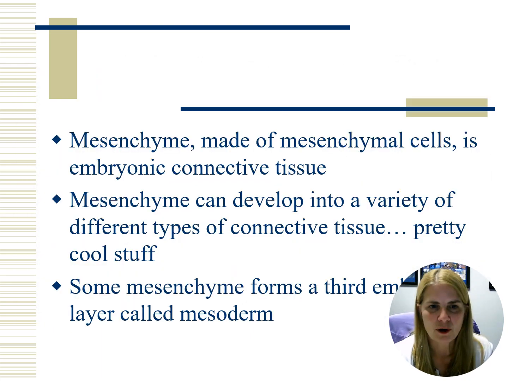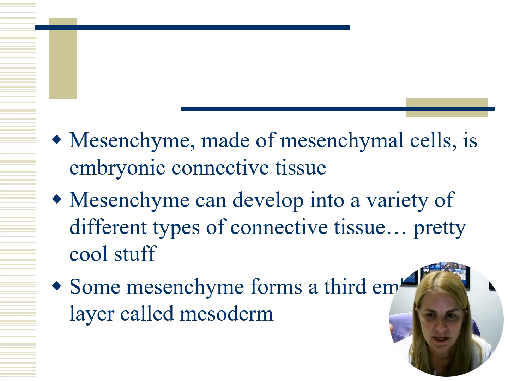A little bit more about mesenchyme. Mesenchyme is made of mesenchymal cells, which is embryonic connective tissue. It can develop into lots of connective tissue and lots of different things. Some mesenchyme, when mixed with neural crest cells, is going to form that third layer called mesoderm.